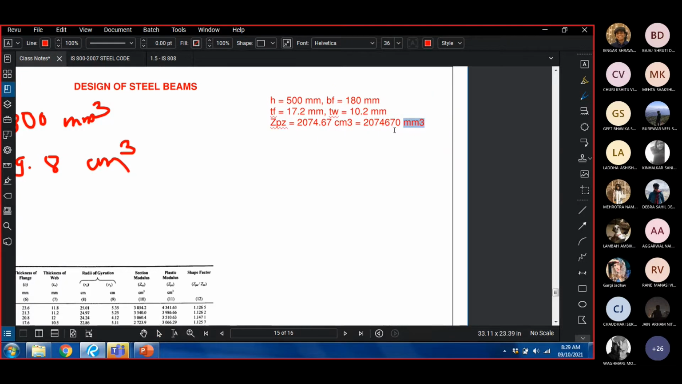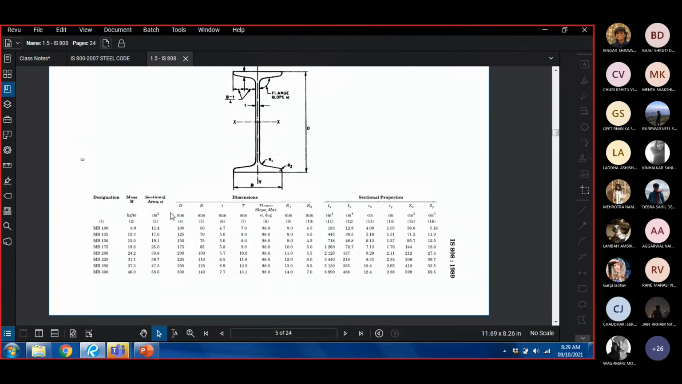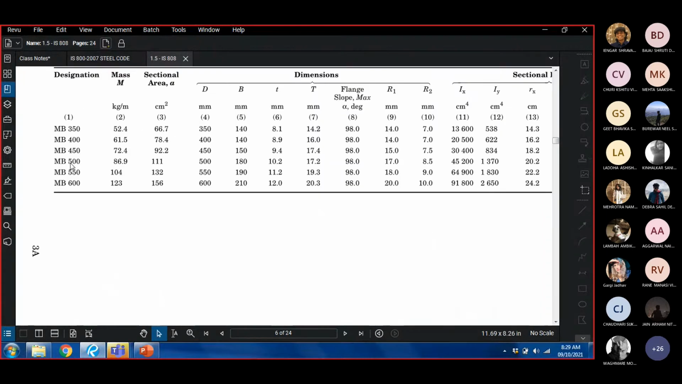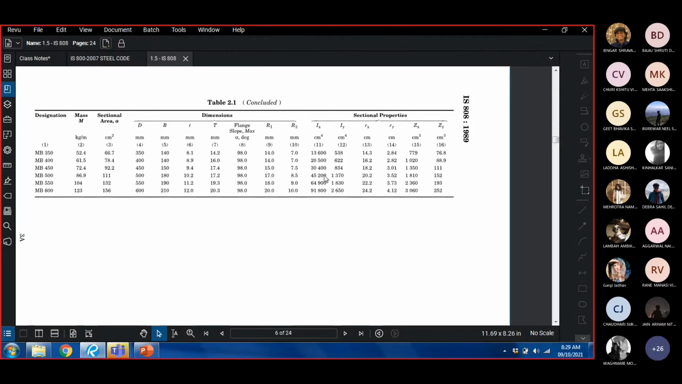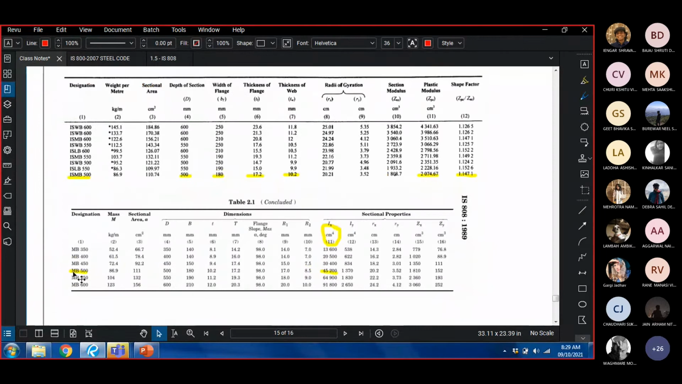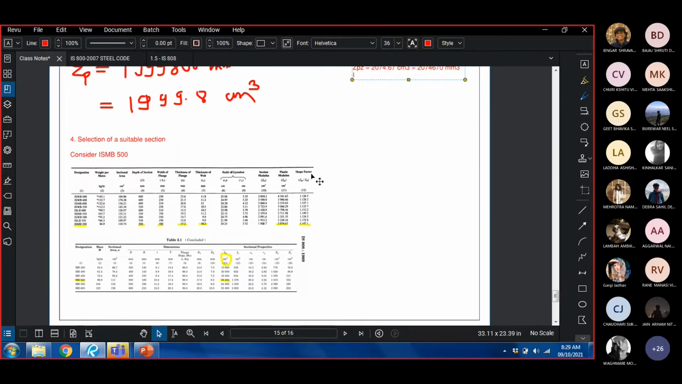Another property that we need for calculating deflection is the moment of inertia. But this table, unfortunately, does not give moment of inertia. Therefore, we'll have to look into the steel table. So in the steel table, just find ISMB 500. So this is our ISMB 500. And this is the value of I that we need. I have already taken a snapshot here. So for ISMB 500, the value of I is 45200 centimeter to the power 4. Pay attention to the units.